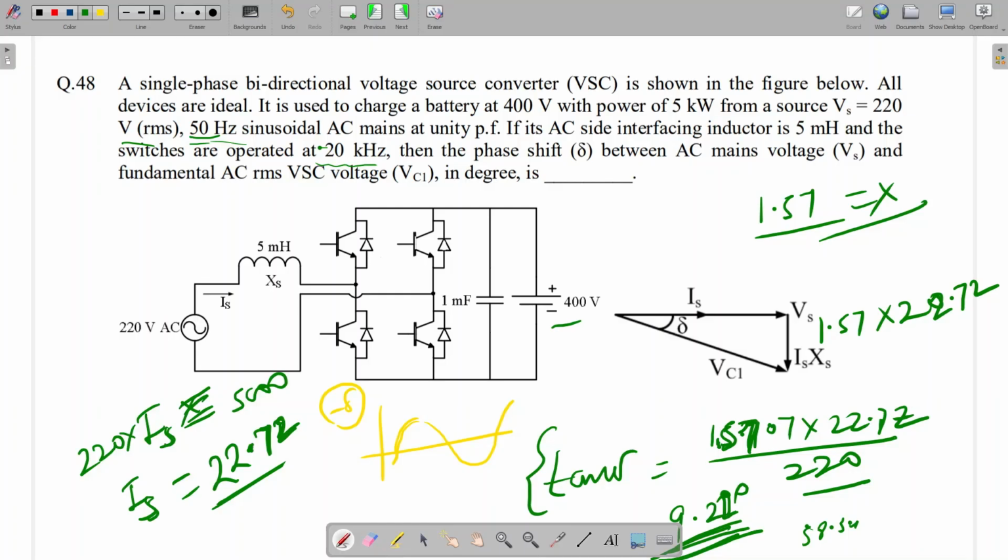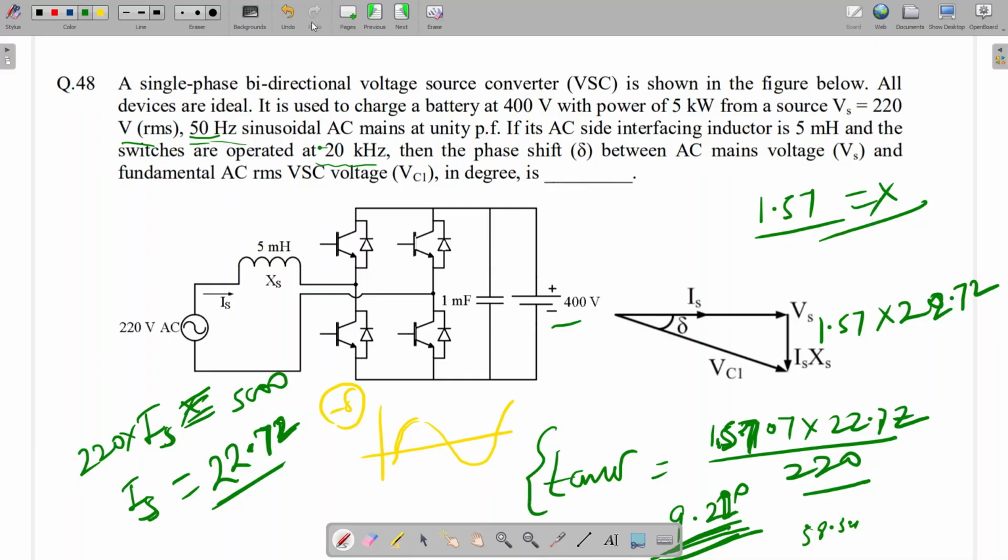Yes, sir. Almost all three-phase questions I took. Inverter questions were not there much. All three-phase questions I have taken, and other single phase also I have taken. So this was the last question. Any other doubt if you have, you can ask.